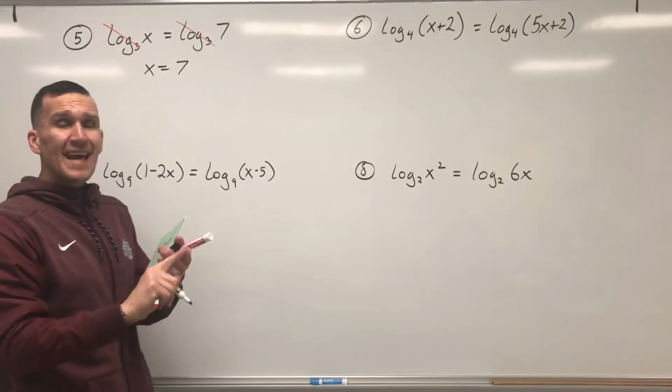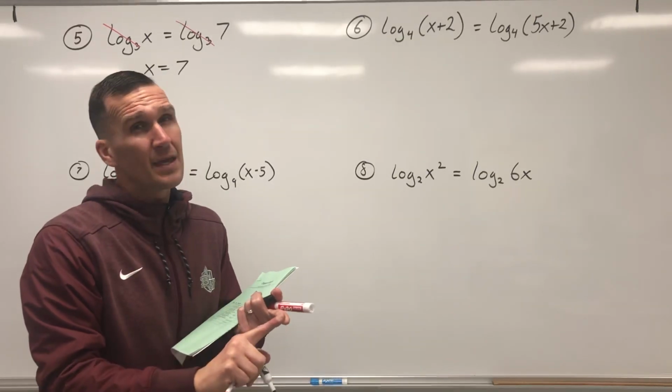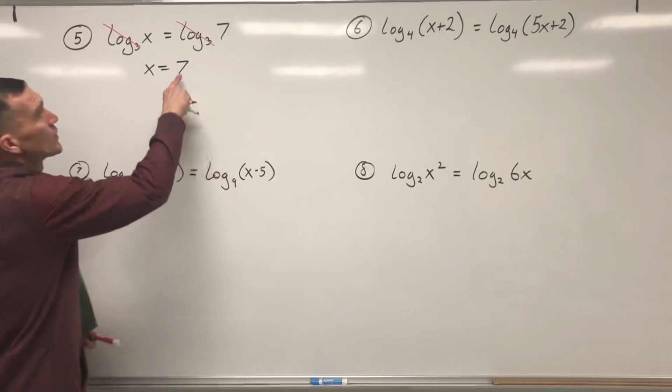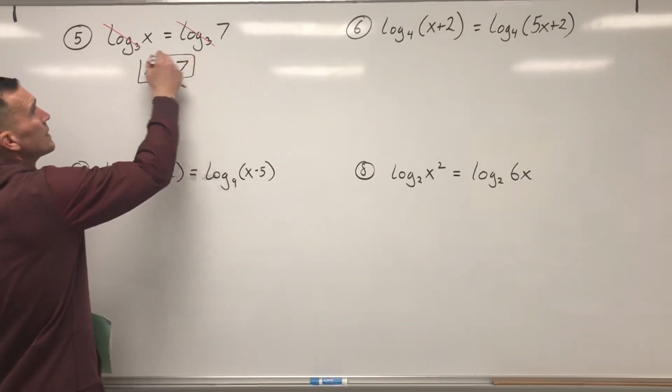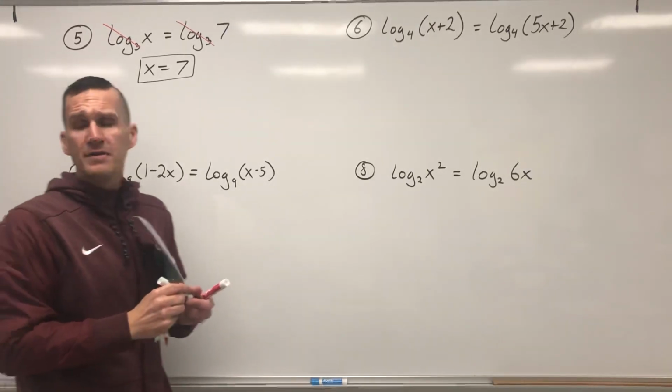Remember that a base has to be a positive number when you plug the answer back in, but it can't be 1, and the argument has to be just a positive number. So when I plug in 7, that makes the argument a positive value. It's a valid solution.